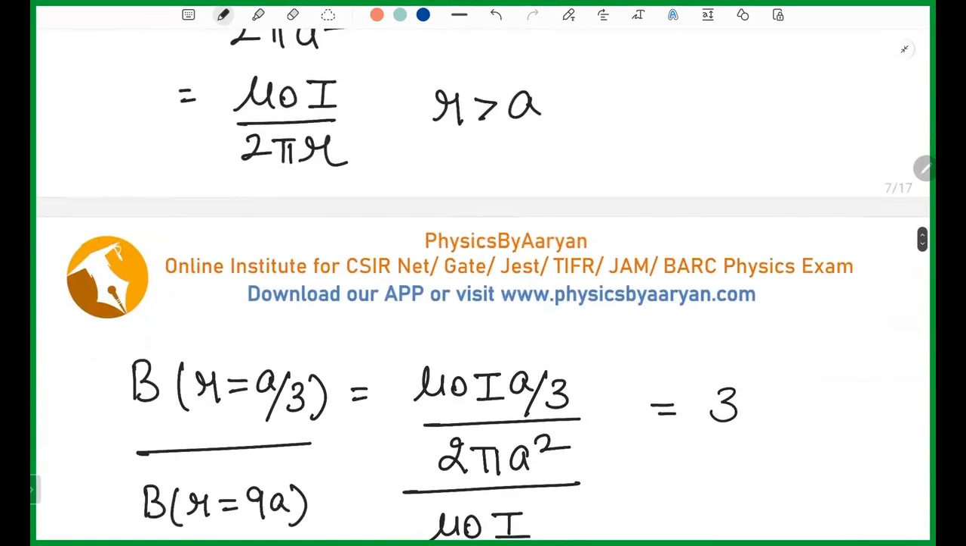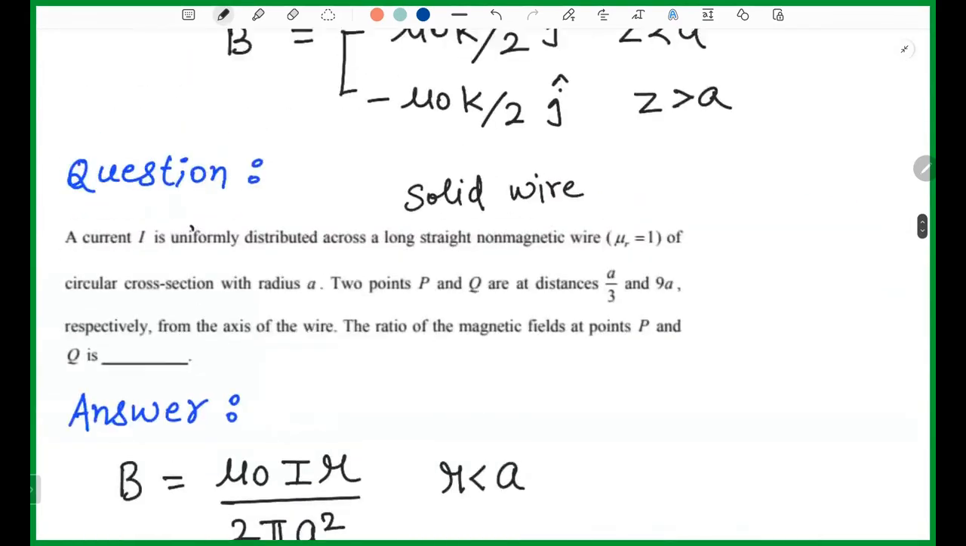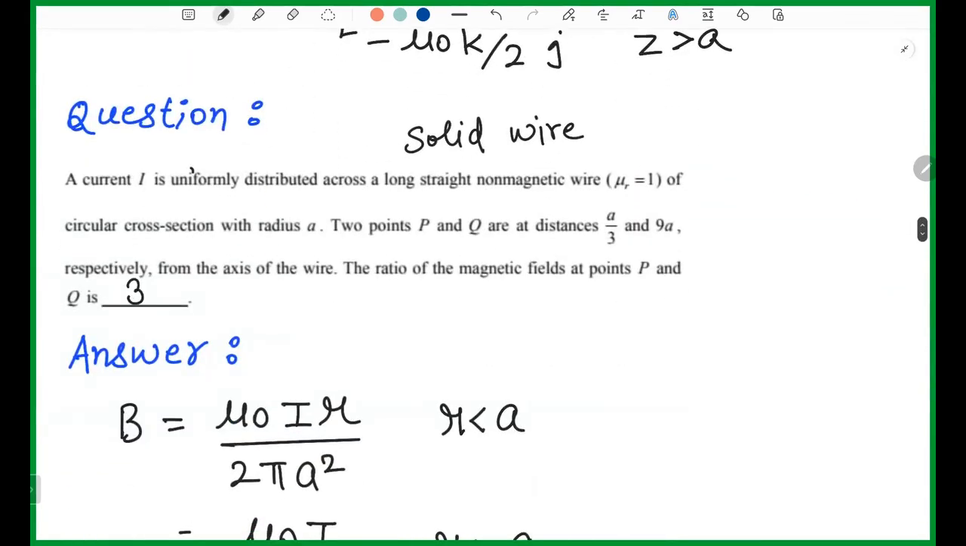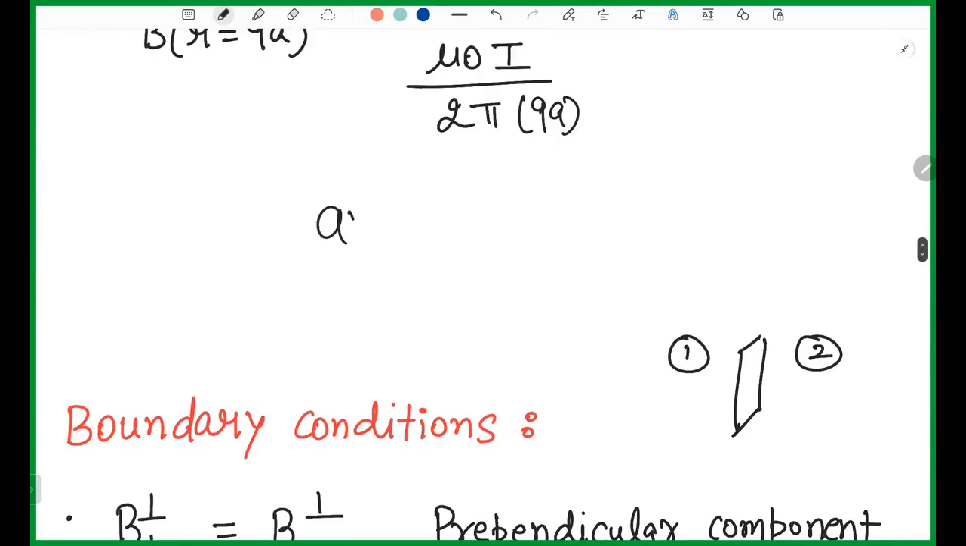Instead of R, I put 9A, and if you solve this, the ratio that you get is 3. So the answer will be 3. The only trick here was that when finding the ratio, you have to use the formula for outside when taking the point outside, and the formula for inside when taking the point inside.